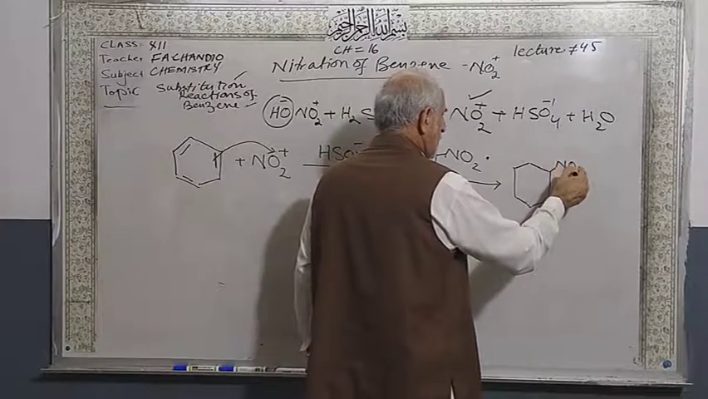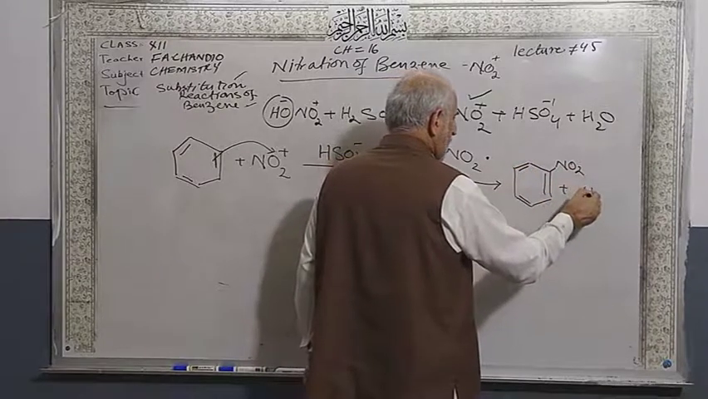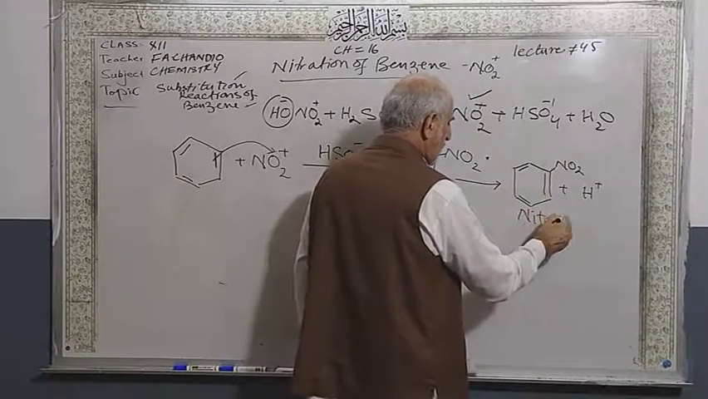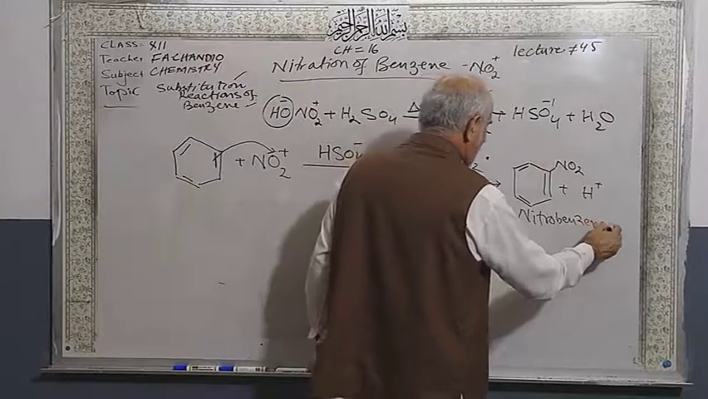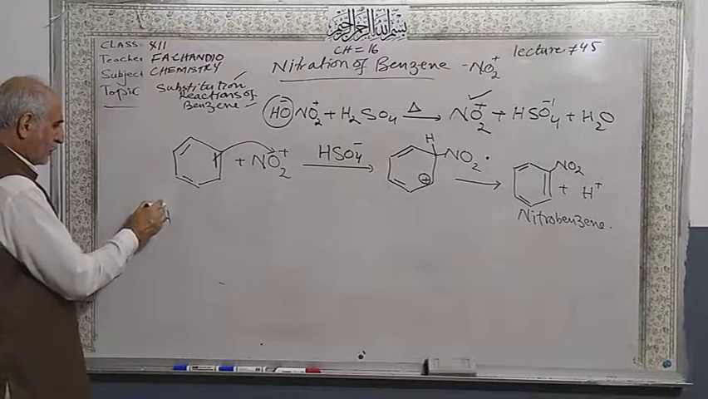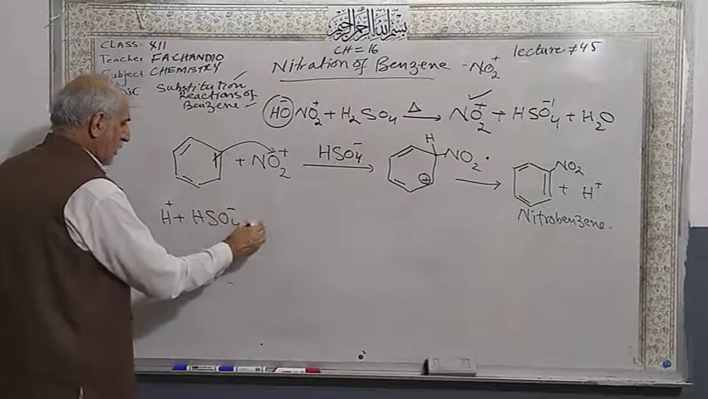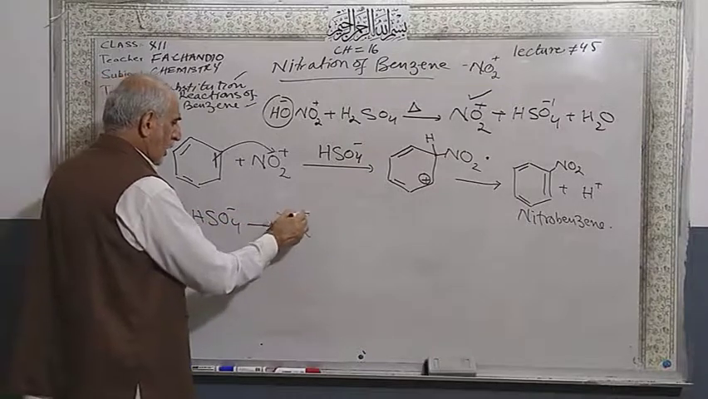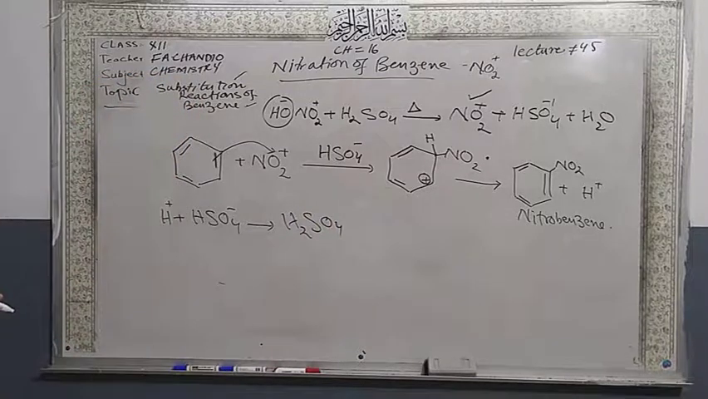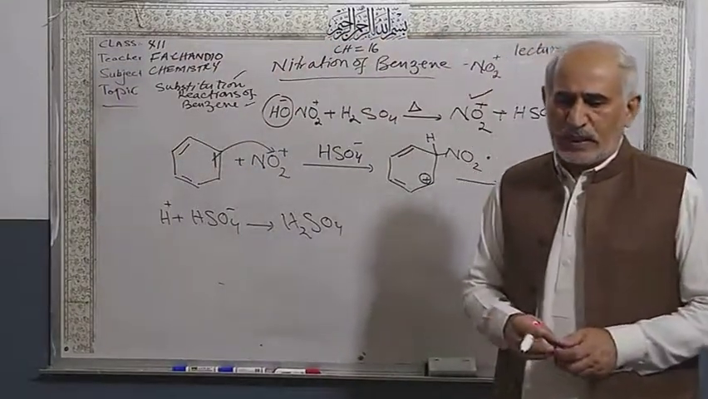So you will get a product. The pi bond is regenerated. This compound is called nitrobenzene. This hydrogen ion combines with the base to form sulfuric acid again. So dear students, this is the mechanism of nitration of benzene.